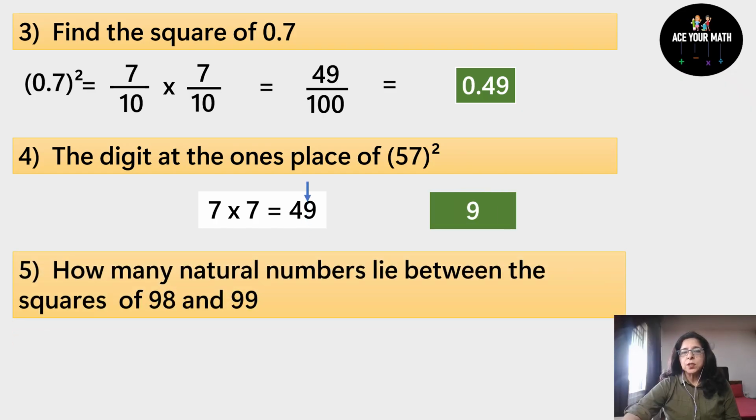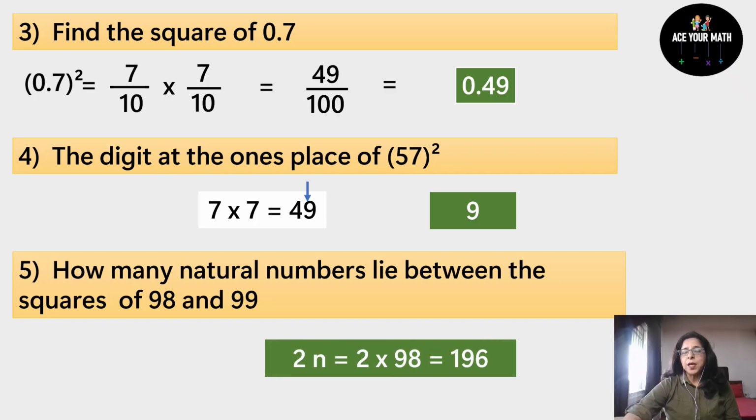Now look at the next question. How many natural numbers lie between the squares of 98 and 99? If you recall squares and square roots, the formula is 2n. What is n here? You will take n as 98. So 2 times 98 is 196. So how many natural numbers lie? 196 natural numbers lie between the squares of 98 and 99.